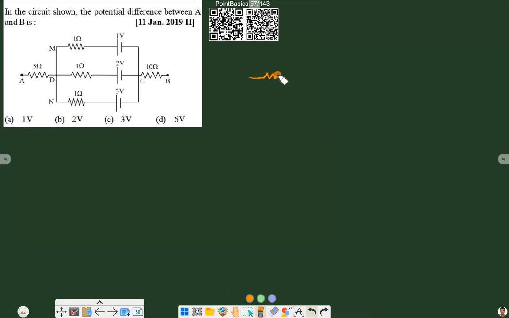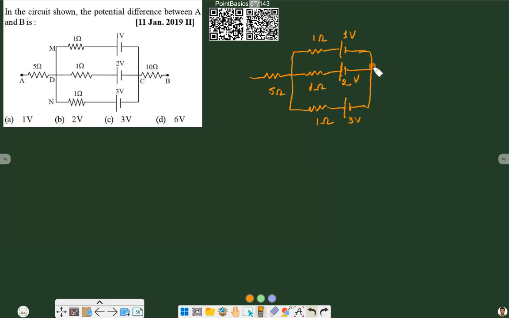So we have a 5 ohm resistance here. We have a 1 ohm resistance and a battery connected here. We have a 1 ohm resistance and a battery of 2 volts connected here. This is a 1 volt battery, a 2 volt battery. And again we have a 1 ohm resistance and a 3 volt battery. And we have a 10 ohm resistance.